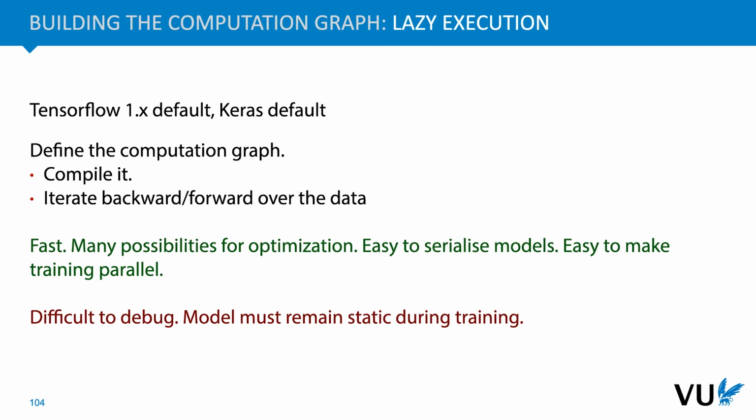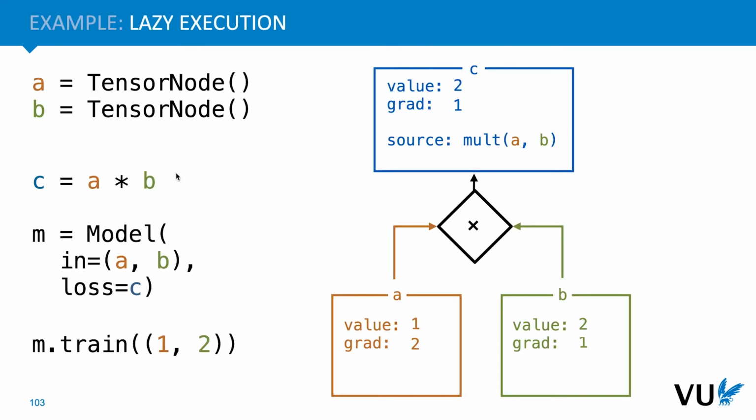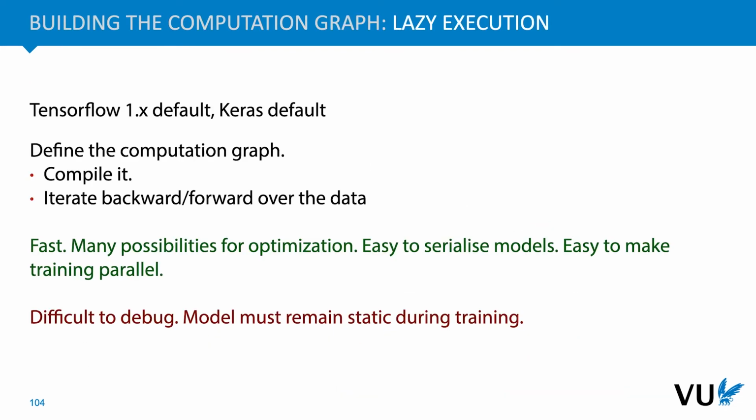But the downside is that these kinds of systems are a little difficult to debug. And that's because the line in the code where you're seeing your multiplication is not the point in the code where the multiplication is actually executed, which happens over here. So if there's a bug in your code, you're making the mistake here, but you'll get the error over here. And that mismatch can make it a little bit difficult to debug lazy execution systems.